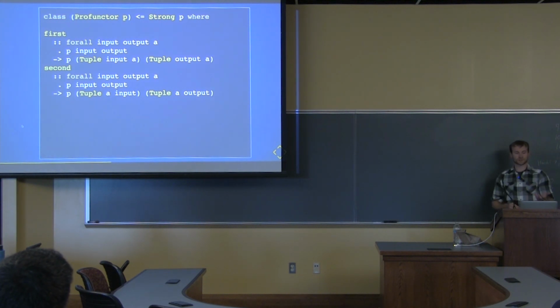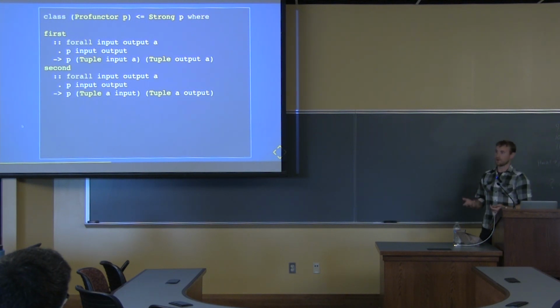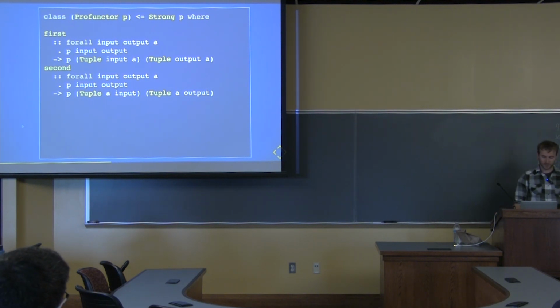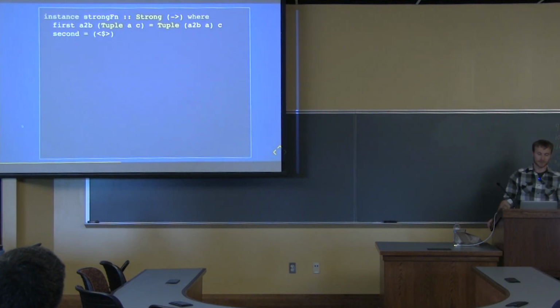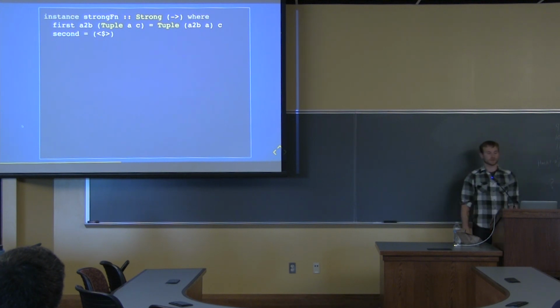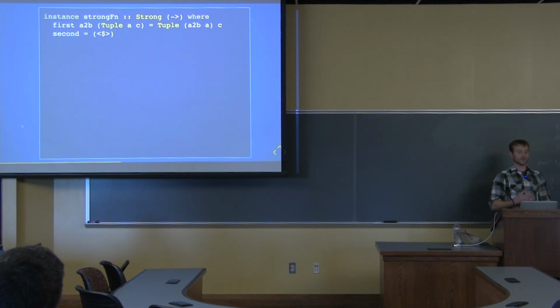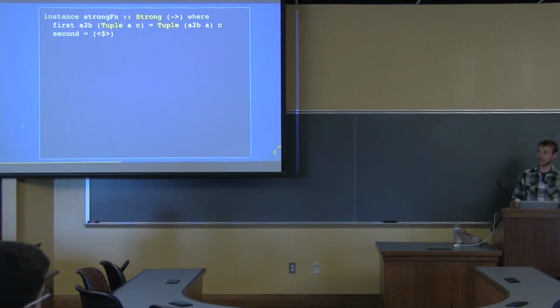And anything that has an instance of strong has to implement these two functions, first and second. And first and second just lift a profunctor over the first or second element of a tuple, respectively. So to make that a little more clear, we can take a concrete example and see how strong is defined for function. The first function for function is defined where you give it a function and you give it a tuple, and it just returns a new tuple where the function is applied to the first element. And then second does the same thing, it just applies that function to the second element.